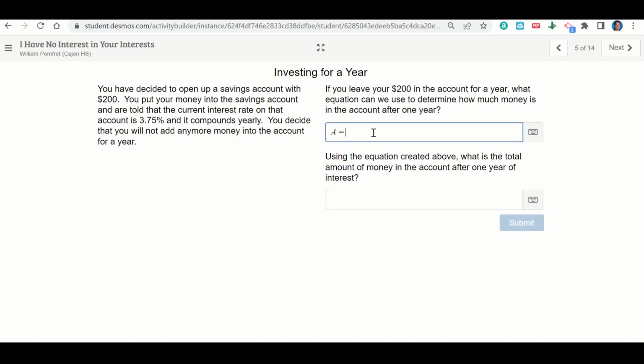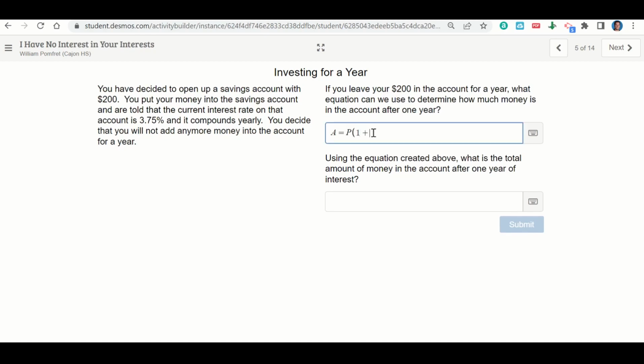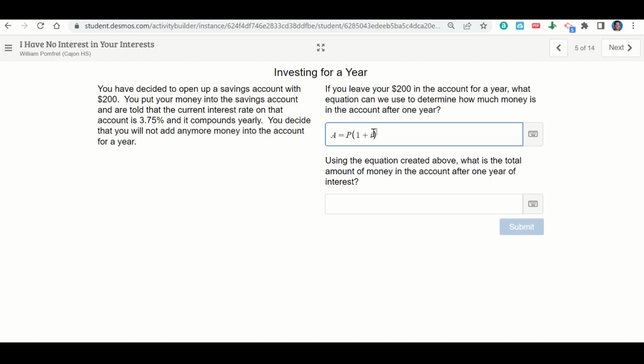Well, we're going to use A equals P times 1 plus I to the n to solve this. We know that we don't know what A is, but we do know what P is. The original amount was $200, so we put that in. We know what the interest rate is. It's 3.75%. Now, again, we need to convert that to a decimal, so we're going to move this decimal 2 places back, 1, 2. So that would be 0.0375.